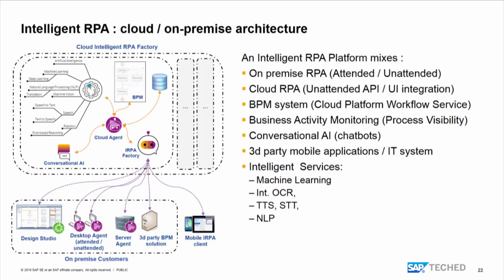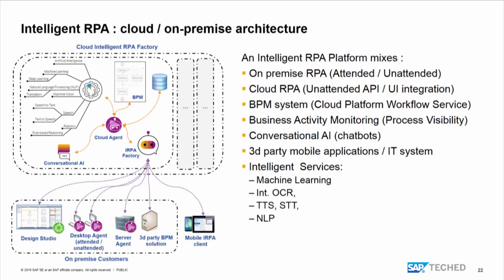What we have today is the bottom part. You have the desktop studio to design the project. You have the desktop agent, which is deployed for attended or for unattended usage. And you have the factory. This is the existing infrastructure. What is coming soon, I will show you just after, in the coming weeks.